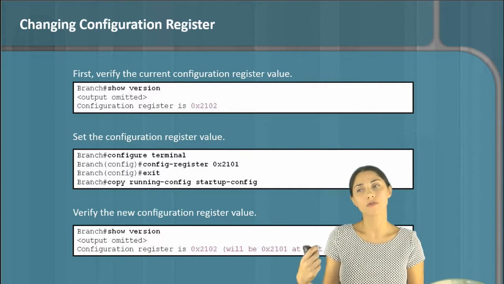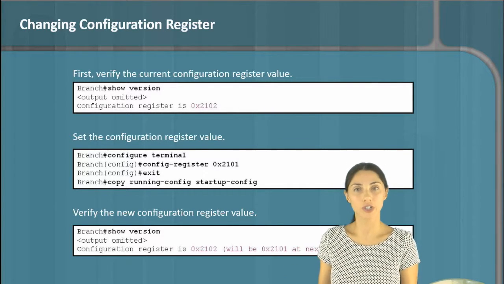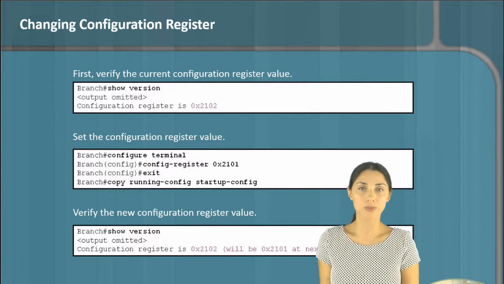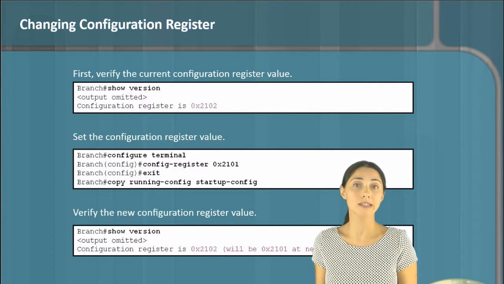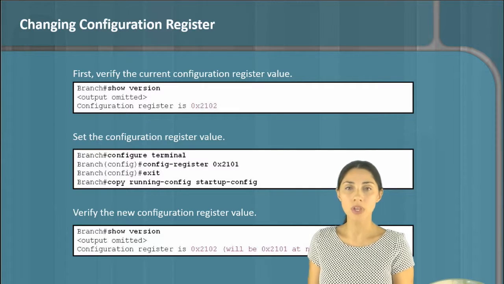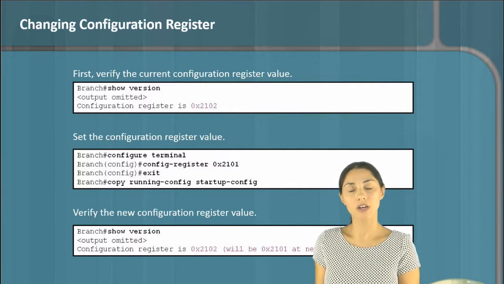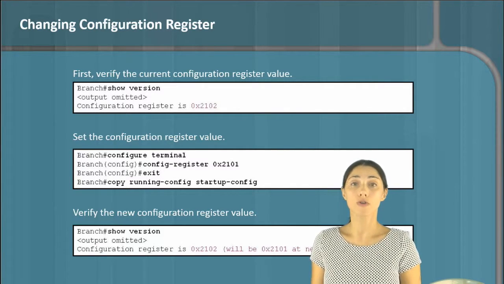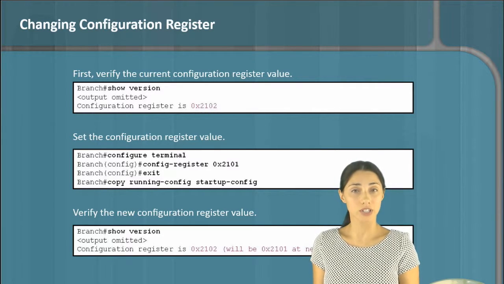Once we verify from the show version what our configuration register is, here they're displaying for us 2102. That is the default configuration register. We can go in and use the config-register command in order to change that.